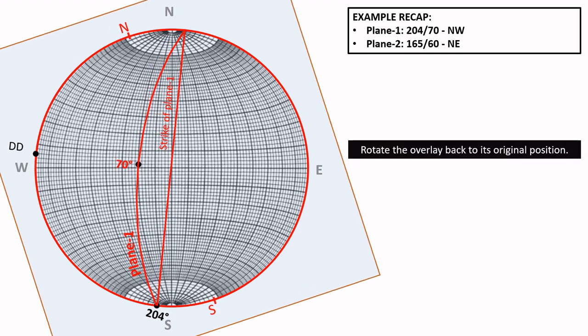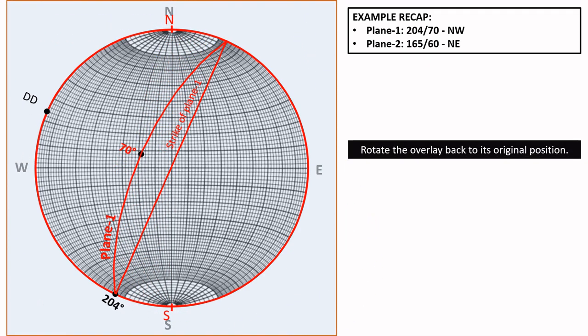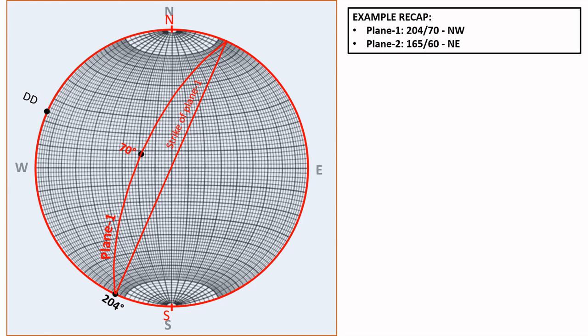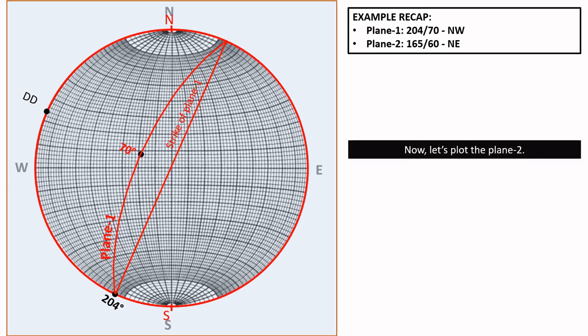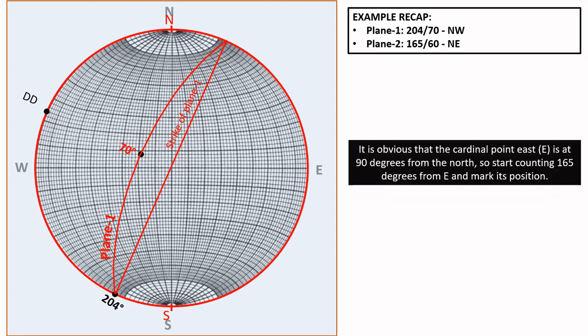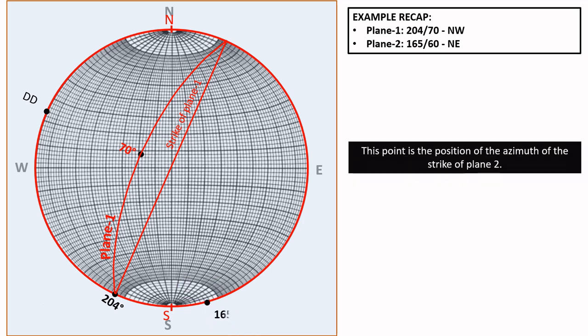Rotate the overlay back to its original position. Now, let us plot plane 2. Plane 2 has a strike of 165 degrees. It is obvious that the coordinate point of east is at 90 degrees from the north. So, start counting 165 degrees from E and mark its position. This point is the position of the azimuth of the strike of plane 2.